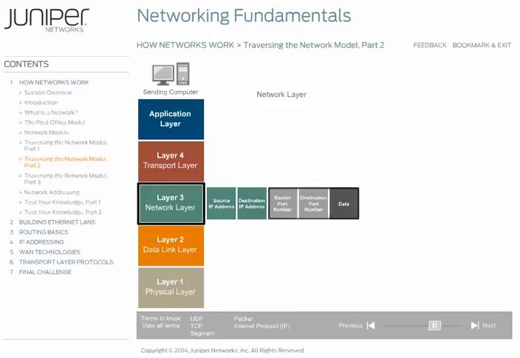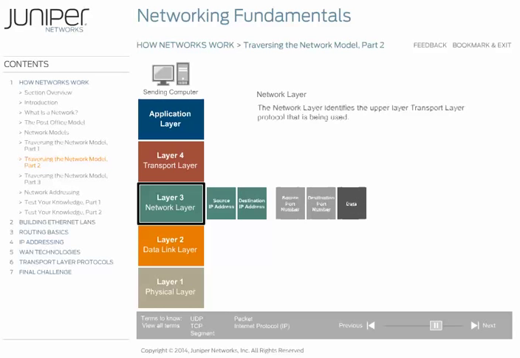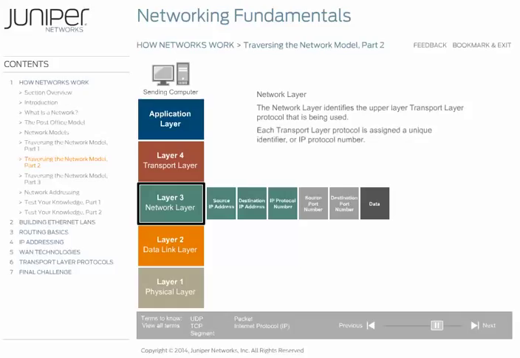Notice that the network layer treats the data it receives from the transport layer as one piece of data. It does not need to inspect the transport layer headers or the original data during the encapsulation process. As part of its own headers, the network layer adds a number identifying the upper layer transport layer protocol. Each transport layer protocol is assigned a unique identifier or IP protocol number. For example, UDP is IP protocol number 17 and TCP is IP protocol number 6.